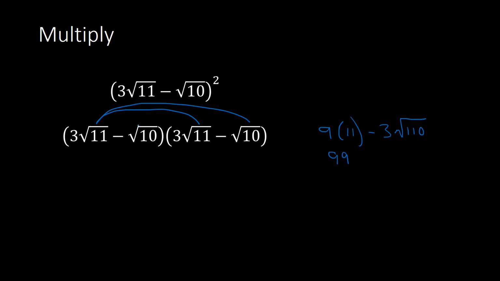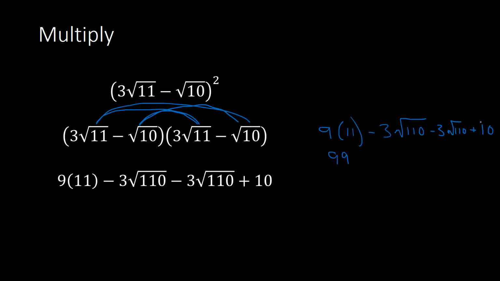And then do the same thing with negative square root of 10. I can distribute to both terms. So negative square root of 10 times 3 square root of 11 would be a negative 3 square root of 110. And then negative square root of 10 times the negative square root of 10. Negative times negative gives me a positive. Square root of 10 times the square root of 10 would just become a 10. So what I have is this right here.